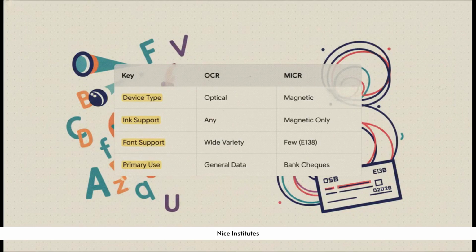This table really lays it all out, doesn't it? You can see the fundamental difference right there at the top: optical versus magnetic. And that one core difference, light versus magnetism, pretty much explains everything else that follows. Because OCR uses light, it can handle any old ink. But MICR's reliance on magnetism means it needs that special iron oxide ink. And that leads to the biggest point of contrast: font support.